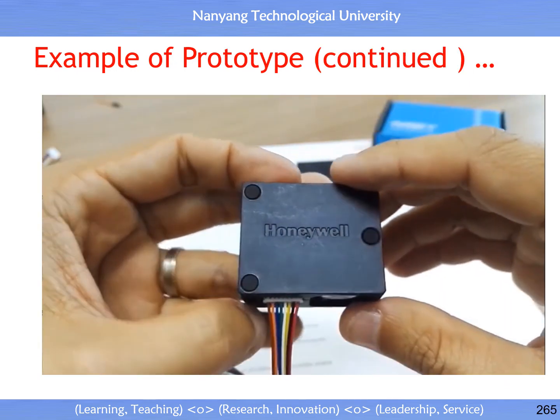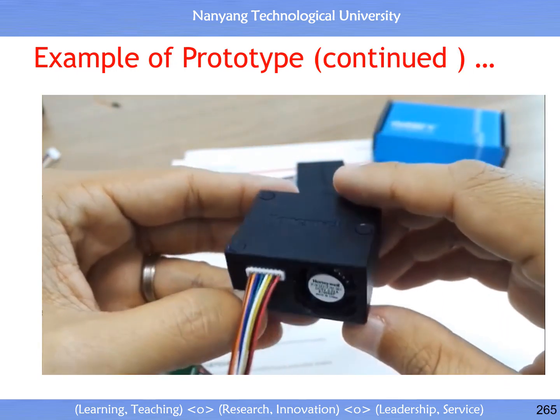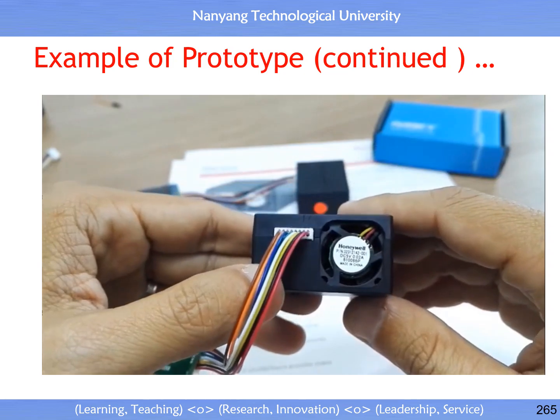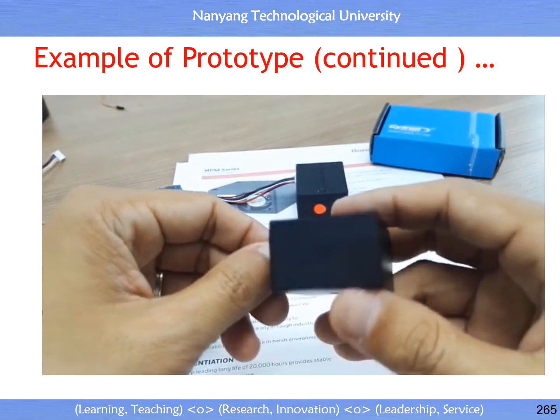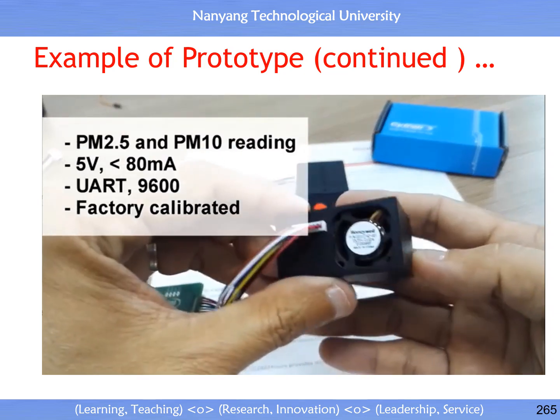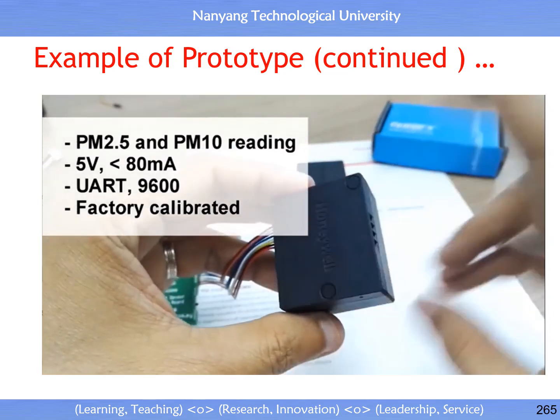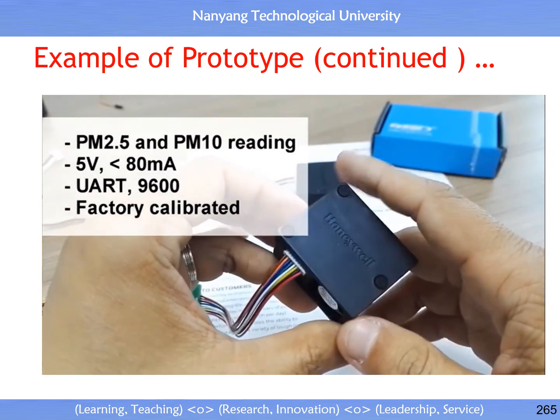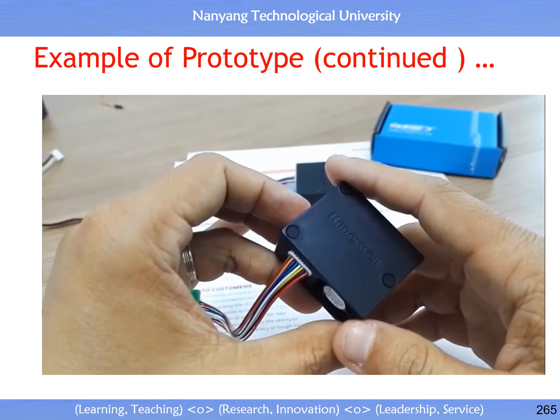Today I'd like to talk about this sensor from Honeywell. It's a PM 2.5 sensor. It measures 2.5 micrometer particles in the air, and it can also give you a PM 10 reading, so you can get different PM readings from this sensor.